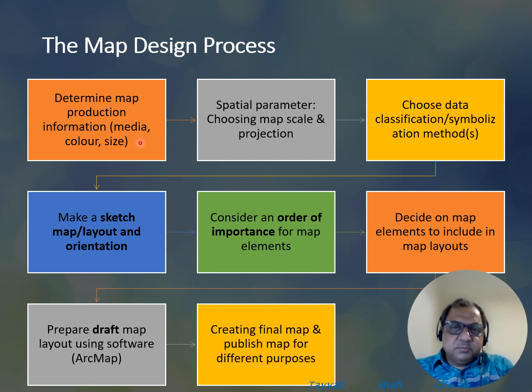For example, in a research paper, usually the map size is something between 6 by 5 inches, required by the journal. So we need to prepare the map accordingly, and we also need to consider the map scale and projection according to the theme and purpose of the map. So we also need to decide those parameters, and we also have to choose an appropriate method to classify the data in that case. Once we have this consideration, we start the map layout or sketch.